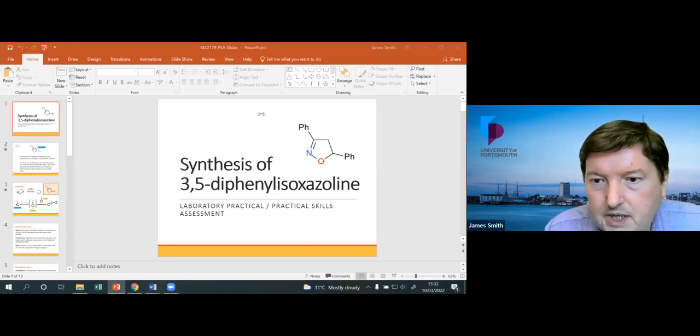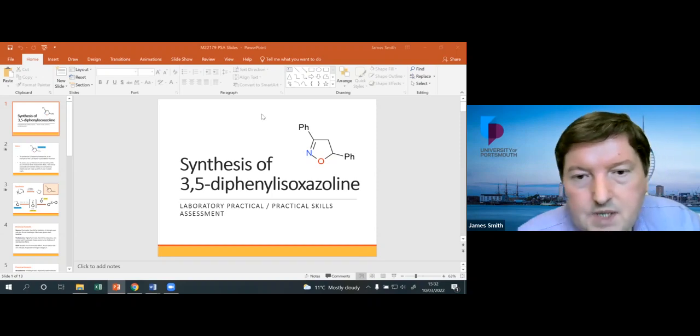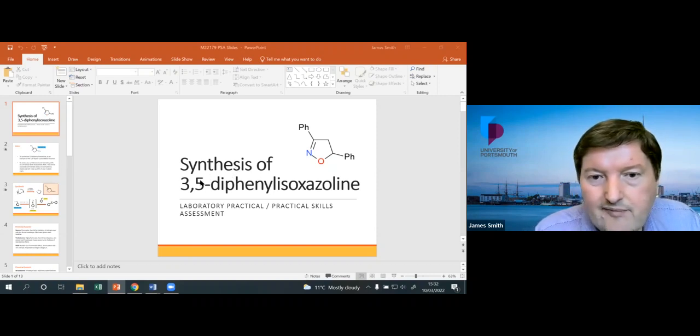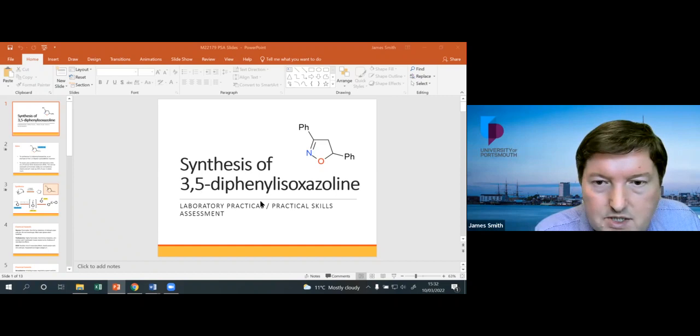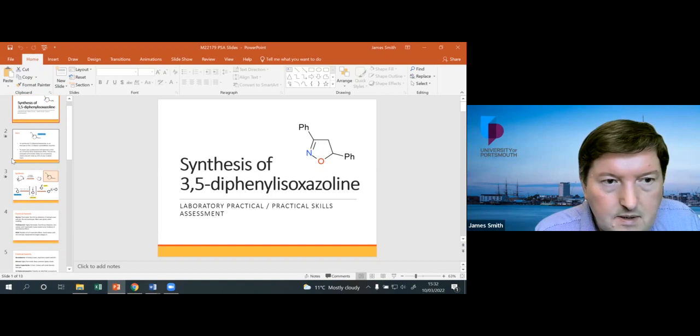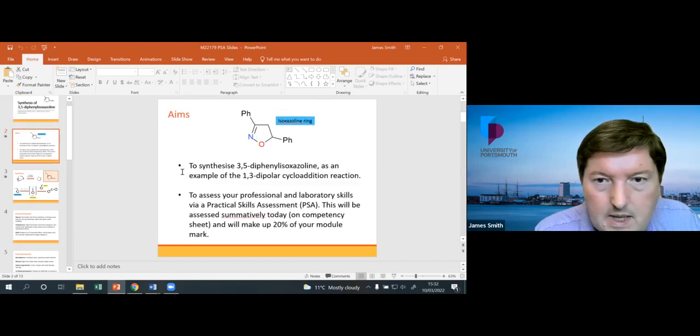Just organizing my page here. Right, so this is what we're making, 3,5-diphenyl isoxazoline. We talked about this in the lectures so far: it's a 5-membered ring made by this 1,3-dipolar cycloaddition reaction. So here it is. That's what we're making. These are benzene rings, as you know. So it's an example of a 1,3-dipolar cycloaddition reaction.